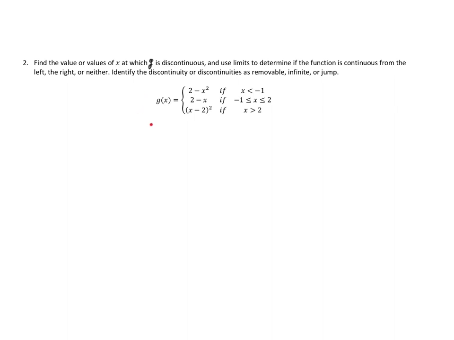In question 2, we're given a function g. It's a piecewise function defined around -1 and 2. And I want to find the values of x where g is discontinuous, and then analyze those to see if, well, maybe it's continuous from either the left or the right. And once we find either the discontinuity or discontinuities, are they removable, infinite, or jump?